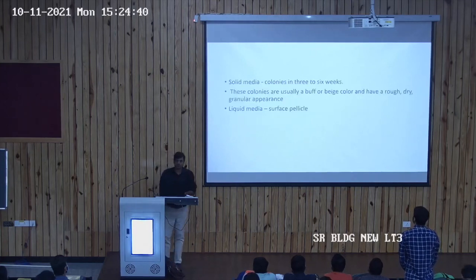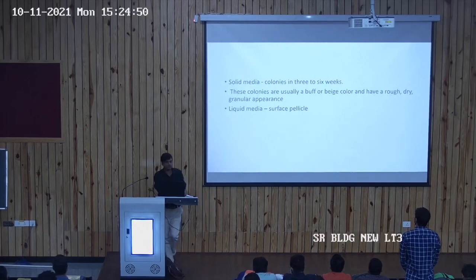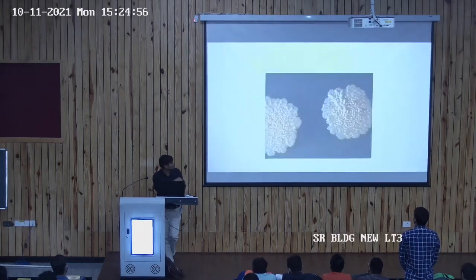On solid media, colonies take 3 to 6 weeks to grow. These colonies are usually buff or beige in color and have a rough, dry, granular appearance. On liquid media, they will form a surface pellicle. This is how they appear on any solid media.